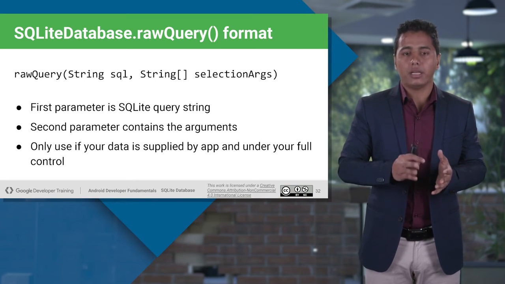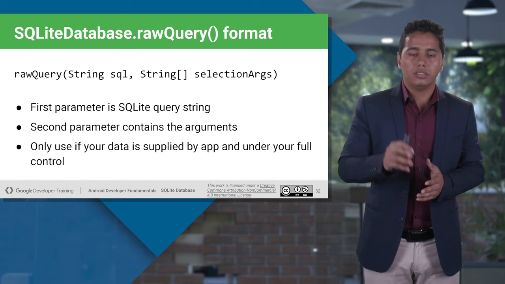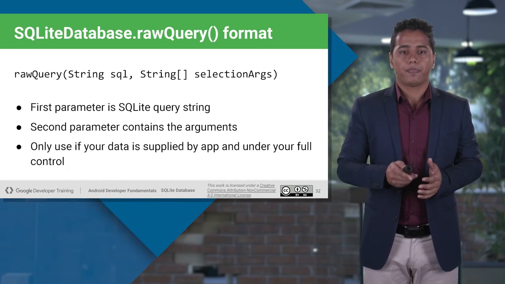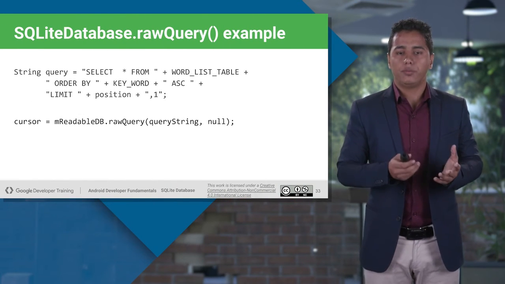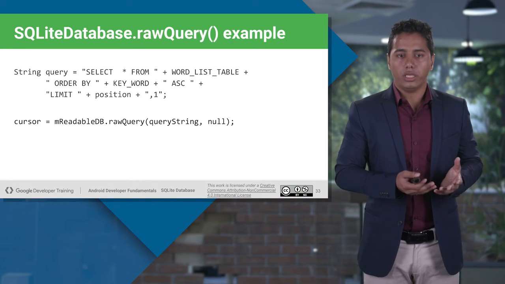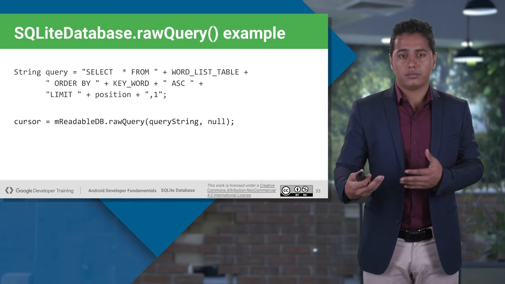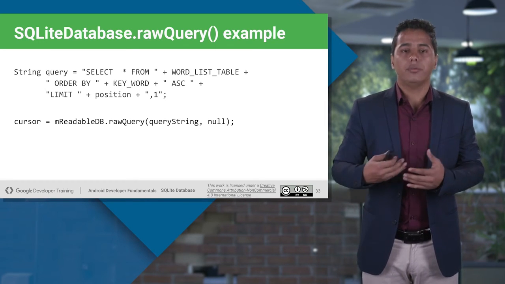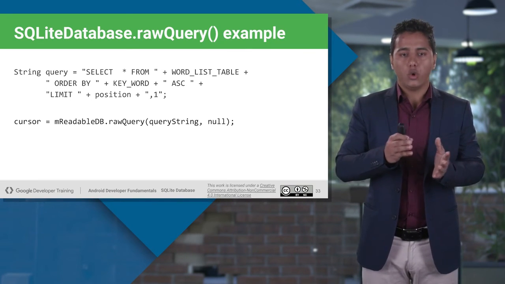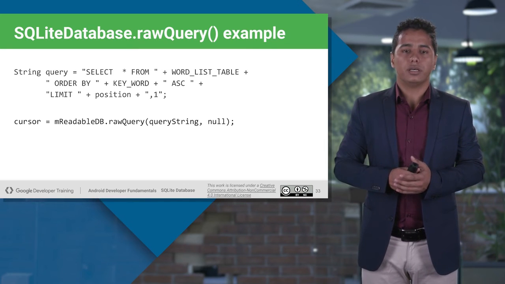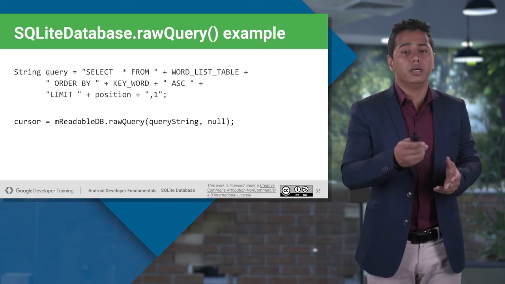the query by concatenating it, or you can use the second argument as selection argument, where you pass the values as an array. So this is how it will look in your code. You will be providing a query. Let's say first I'm providing select star from the table name, where the order is by the key and in the ascending order, and I'm limiting the position from 1. So I'm passing this whole query inside my database, inside my raw query. And this whole thing will be returning me a cursor object.